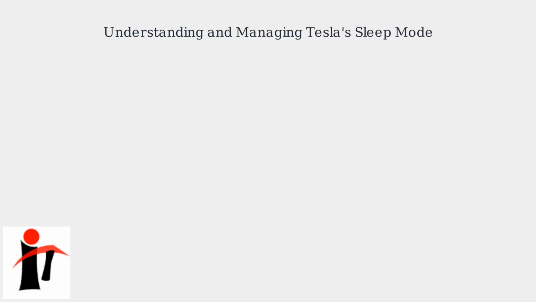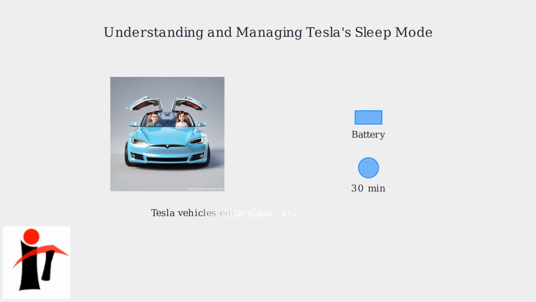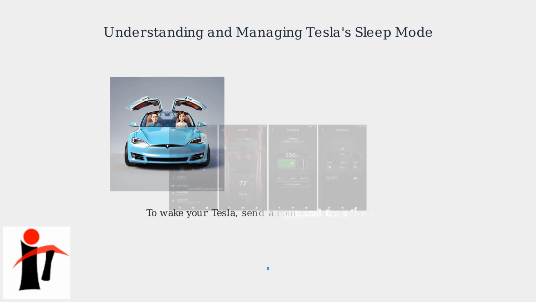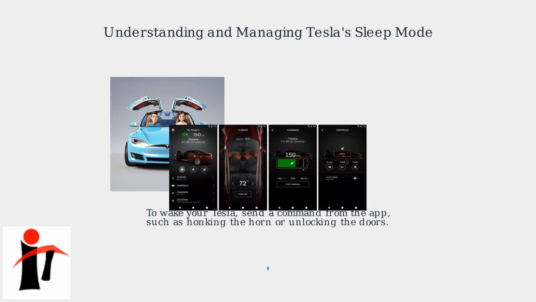To save battery, Tesla vehicles enter a low-power sleep mode after about 30 minutes of inactivity, which disconnects the app. This mode preserves battery life, but prevents real-time app communication. To wake your Tesla, send a command from the app, such as honking the horn or unlocking the doors. Tesla's full self-driving V13 software has made enhancements to reduce disconnects caused by sleep mode. Note that earlier models may enter sleep mode faster.